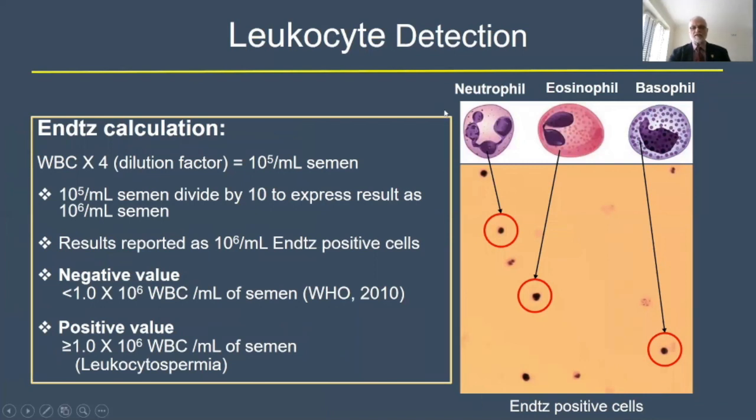What kind of leukocytes can we detect with the ENS test? We detect neutrophils, eosinophils, and basophils, but we cannot distinguish between these three different types of granulocytes. Again, if the result shows less than 1 million leukocytes per milliliter, that is then not leukocytospermic. If it is positive, it is more than or equal to 1 million leukocytes per milliliter of semen.